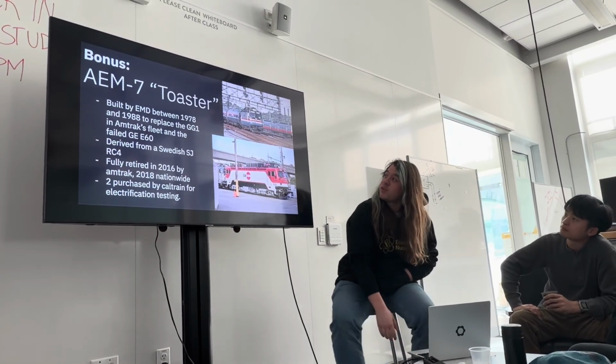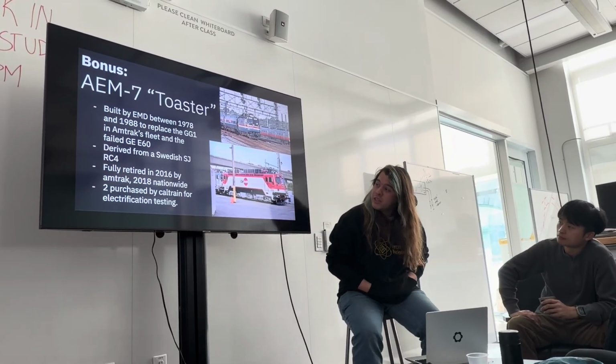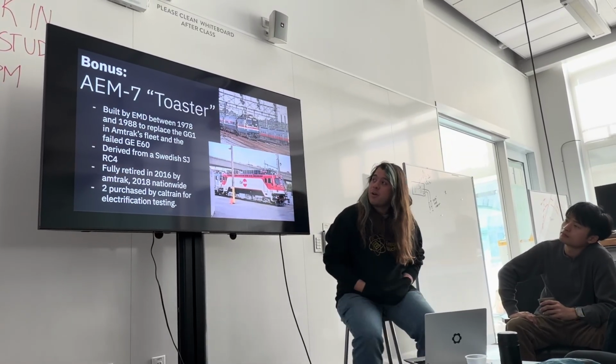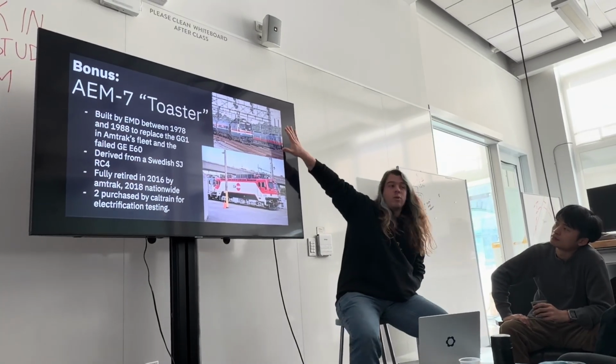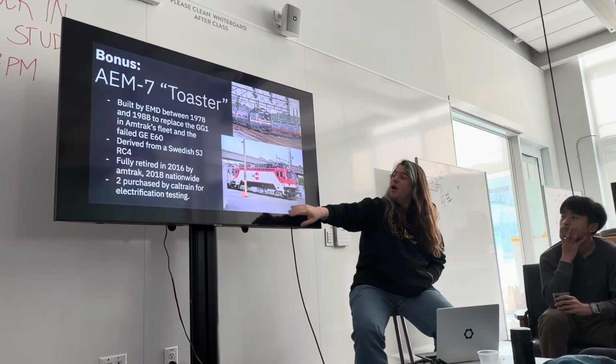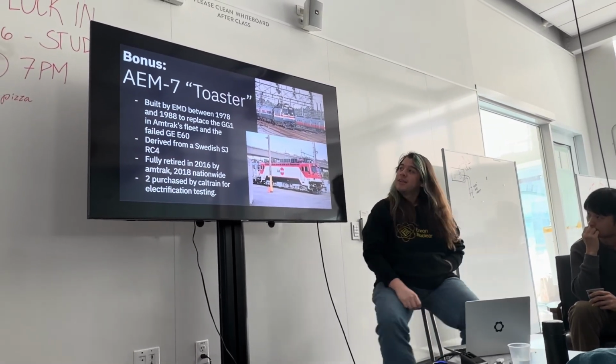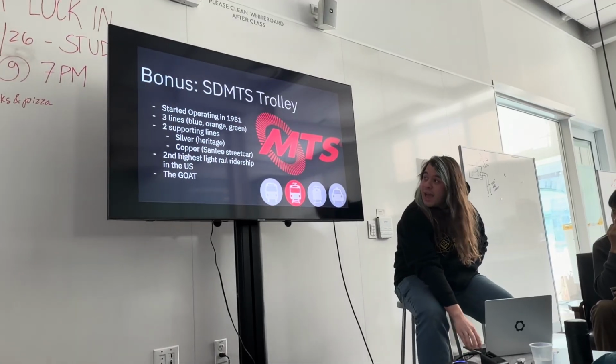And then as a little Easter egg, we have the Toaster, which is an AEM 7. It's a Swedish design, actually, that Amtrak purchased in the 70s. They ran these on the Northeast Corridor for decades. They only finally phased them out about a decade ago, but Caltrain bought 2 of them and repainted them to test their electrification. I think that's the last slide I have about the Bay Area.